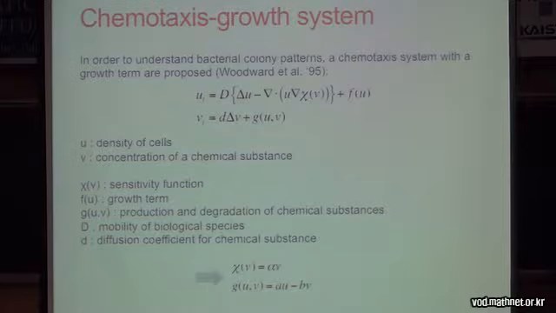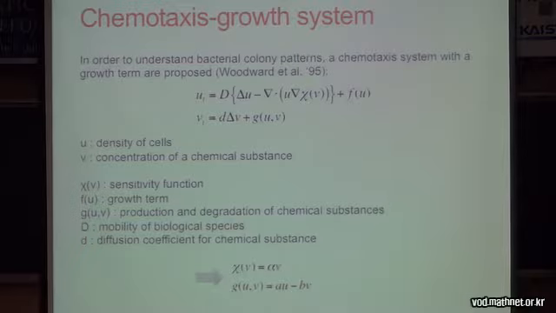And chi of V here is a sensitivity function. A lot of types of sensitivity function are proposed. Here, in this talk, we always use this linear sensitivity, chi of V is equal to alpha V. Here, alpha is a positive constant. And F of U here is a growth term because cells divide. I'll talk about this growth term later.